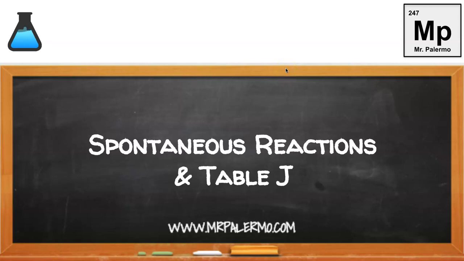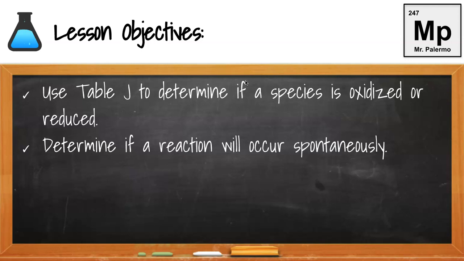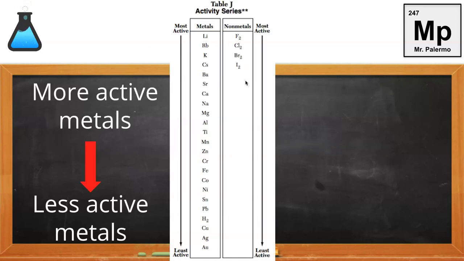In this lesson, we're investigating spontaneous reactions and Table J. Our lesson objectives: we're going to use Table J to determine if a species is oxidized or reduced and determine if a reaction will occur spontaneously. So let's open up our reference table to Table J, our activity series.